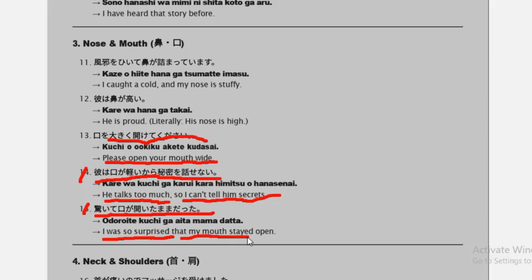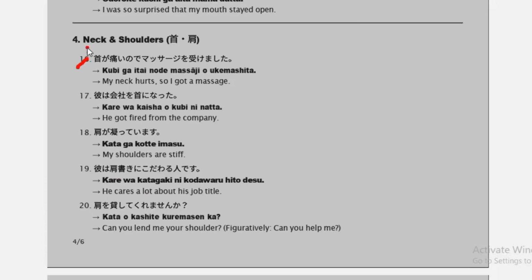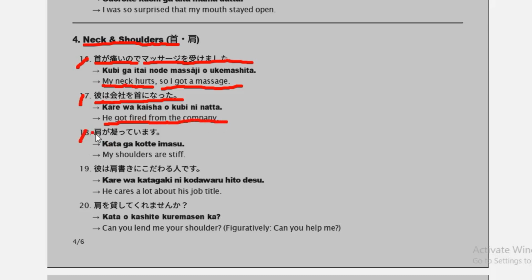Next example is from neck and shoulders. Kubi ga itai no de massaji o ukemashita, means my neck hurts so I got a massage. Next is kare wa kaisha o kubi ni natta, means he got fired from the company. The next example is kata ga kotteimasu. Kata ga kotteimasu means my shoulders are stiff.